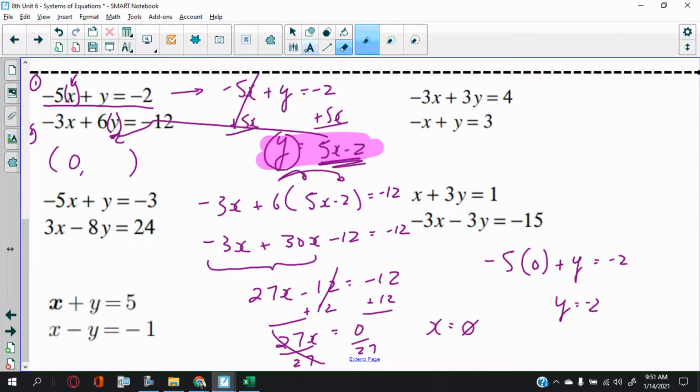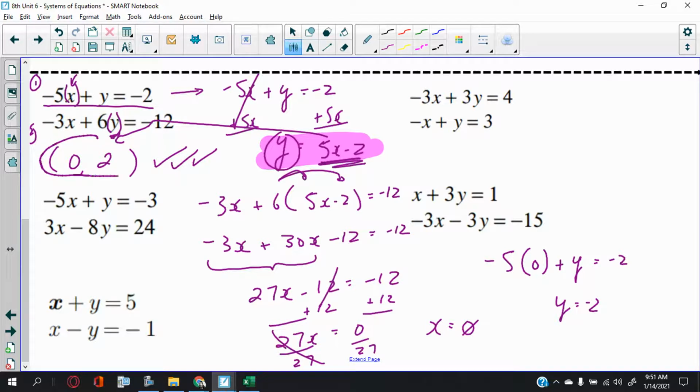Here, I'll put 2 here. And there's our solution. All right. Our solution is 0, negative 2.